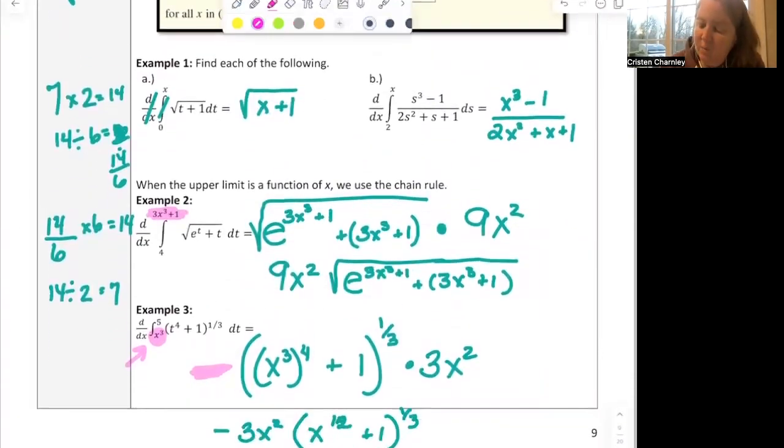Back at the beginning, we didn't worry about the 0 or the 2 or the 4 or the 5 because those wind up to be a constant. The derivative of a constant is 0.